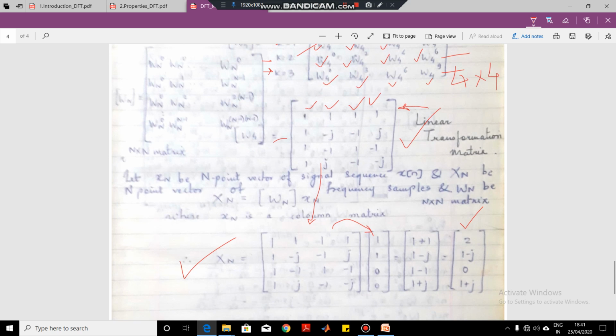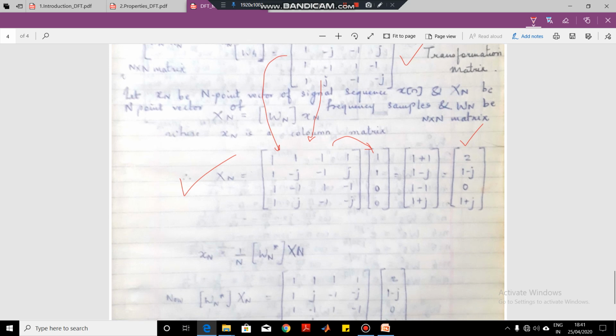Now using this Twiddle factor matrix, we can compute the 4-point DFT. Capital X(k) denotes the DFT of the sequence, this is the Twiddle factor matrix, and this is the given sequence. The given sequence is 1, 1, 0, 0. I use matrix multiplication, and after multiplying these two matrices, I will get the DFT of the sequence.